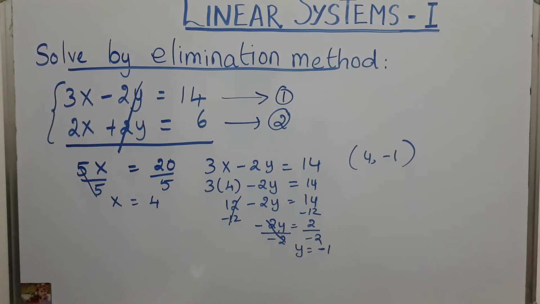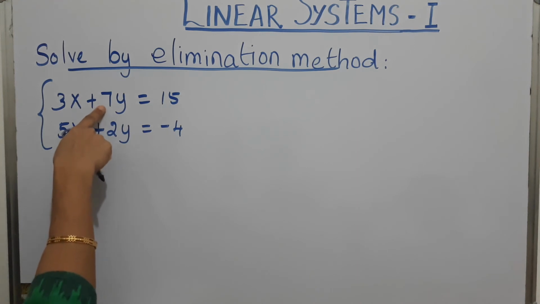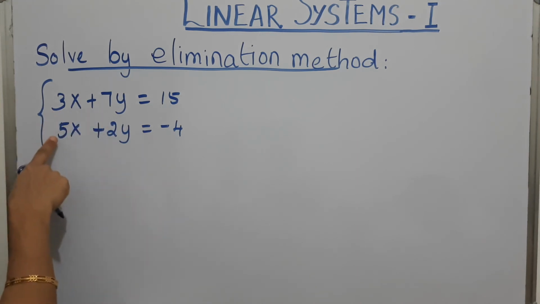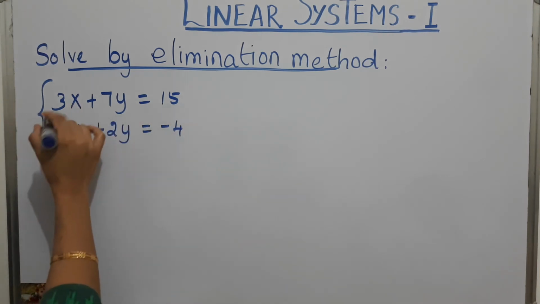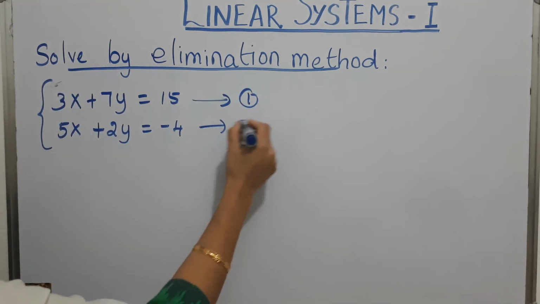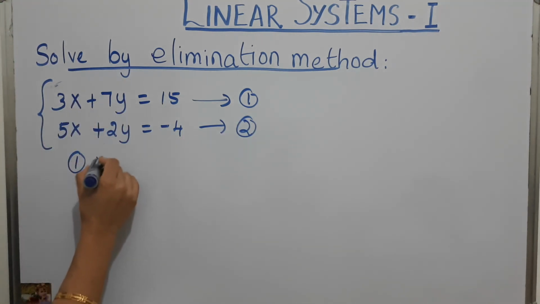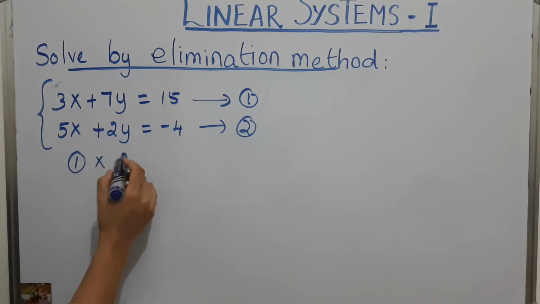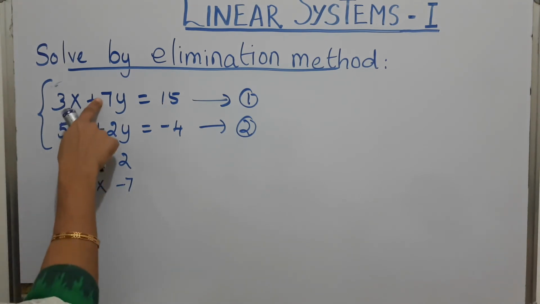Okay. So we can see one more example for the elimination method. In this case, the coefficients are not the same. So for y it has 7 and 2, and for x it has 3 and 5. So to eliminate y, you have to multiply. Okay, so let us consider this as the first equation and this is the second equation. To eliminate y, the first equation must be multiplied by 2, and then the second equation must be multiplied by negative 7. Okay, so one must be negative, right?